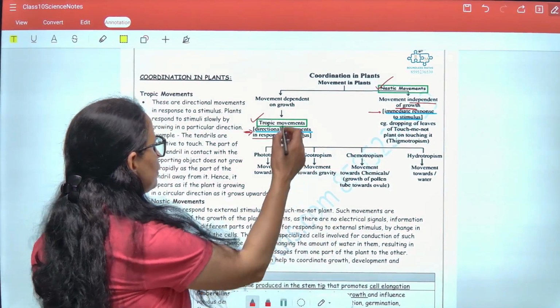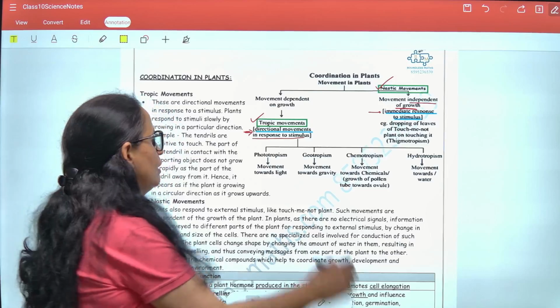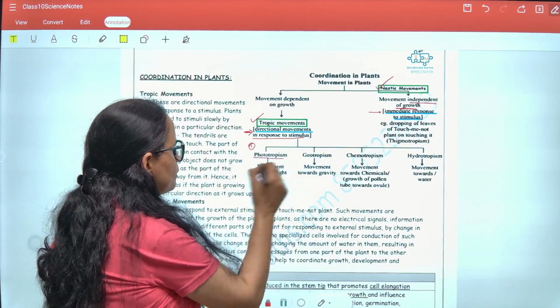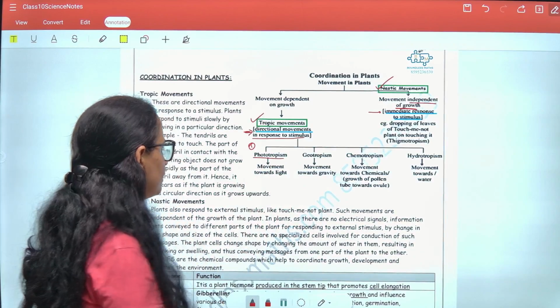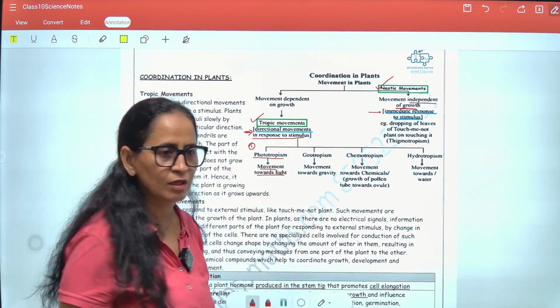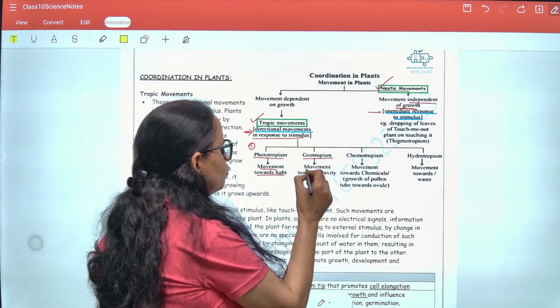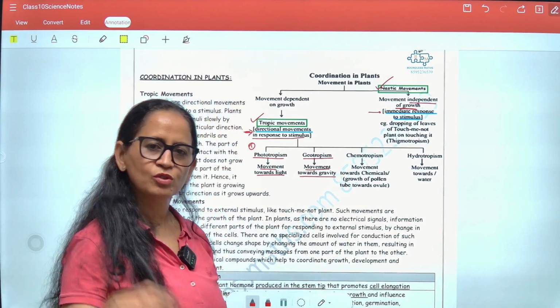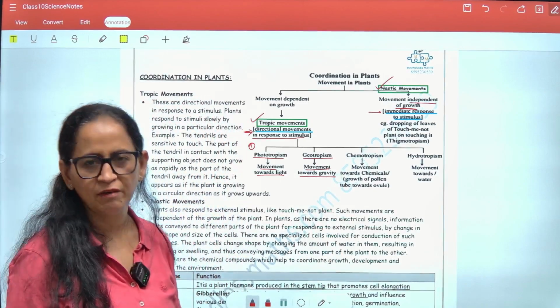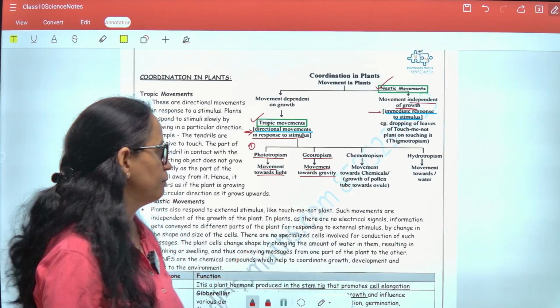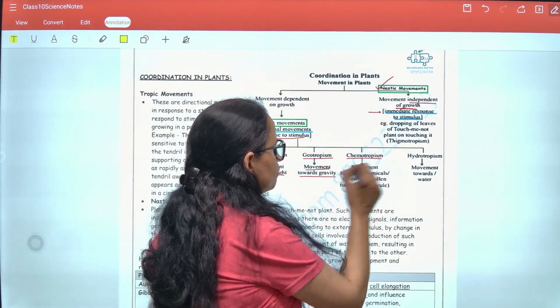Now let's look at what are the different types of tropic movements. The first one is again phototropism. Photo word means light. So the movement towards light is called phototropism. Geotropism, movement towards gravity. Roots always tend to grow towards gravity. So that is geotropism.